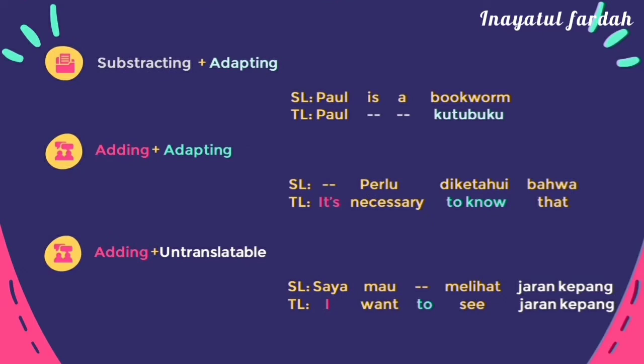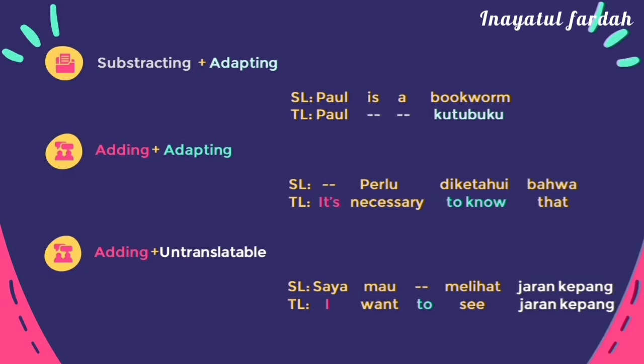Okay, the next example is about subtracting and adapting. Here we have the sentence, "Paul is a bookworm", and then the translation into Indonesian is "Paul kutu buku". So "is" and "a" are not translated. And the meaning of bookworm is not about "buku cacing", but it is adapted into "kutu buku".